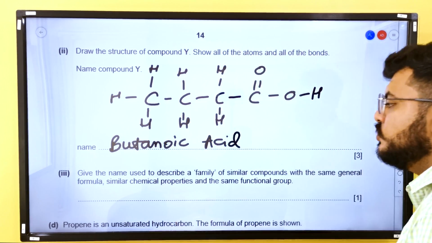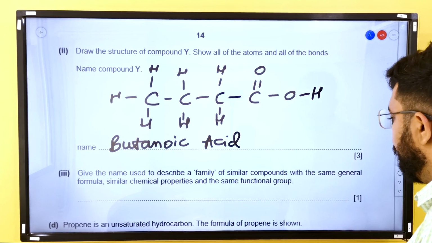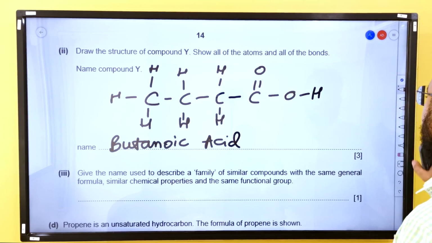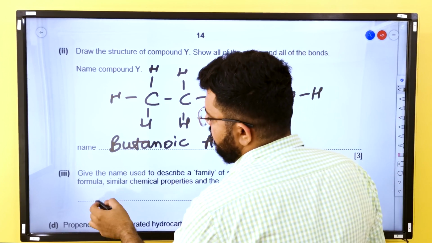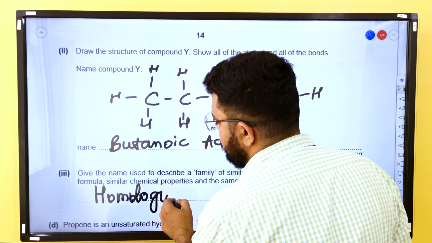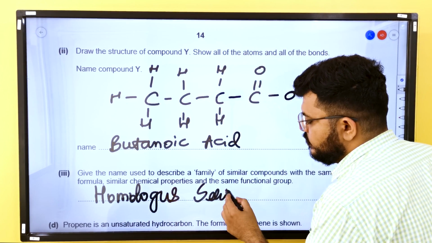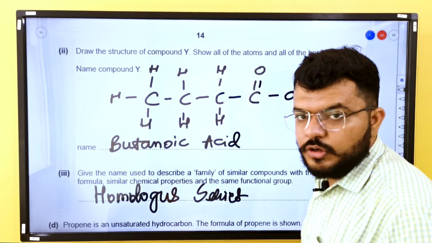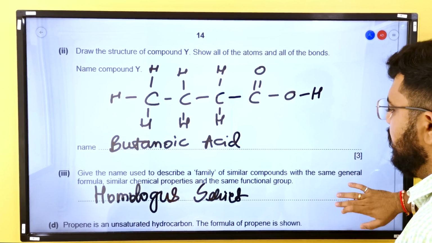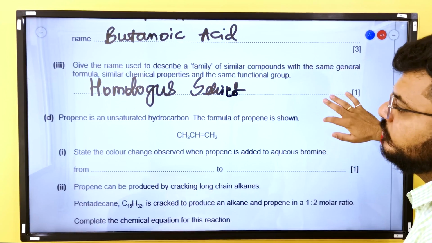Give the name used to describe a family of similar compounds with same general formula, similar chemical properties and same functional group. It's simple, it is homologous series, right? Homologous meaning same general formula, similar chemical properties and same functional group.